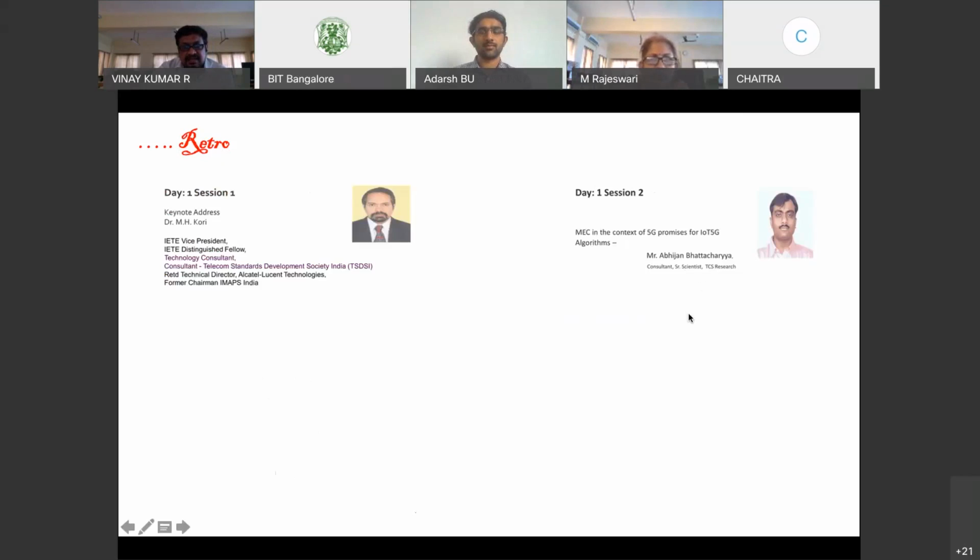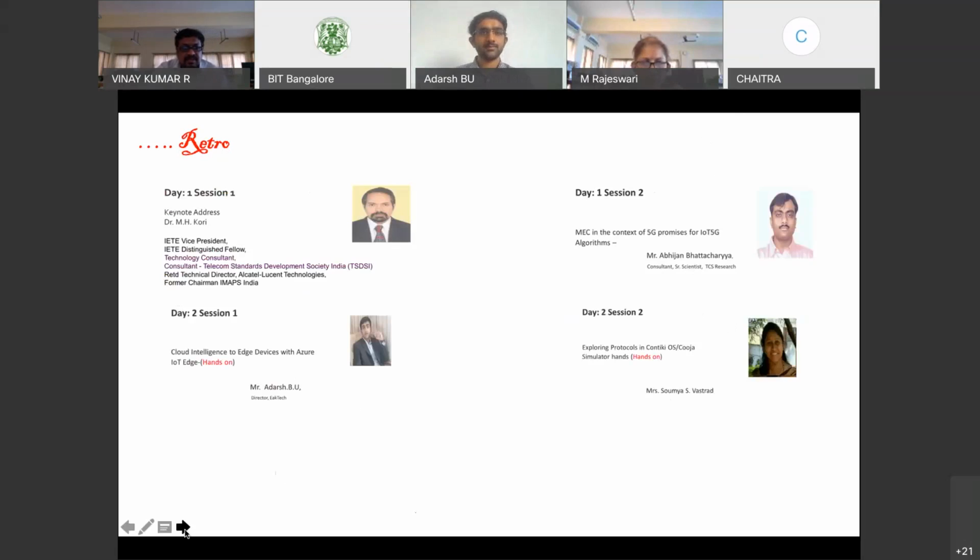The second session on day 1 was on MEC in the context of 5G, promises for IoT and 5G algorithms, by Mr. Abhijan Bhattacharya, and it went off well, keeping the interest of the participants for the subsequent sessions. On day 2, we had hands-on sessions both in the morning and in the afternoon. In the morning session, it was Mr. Adarsh B.U touching upon cloud intelligence to edge devices with Azure IoT Edge.